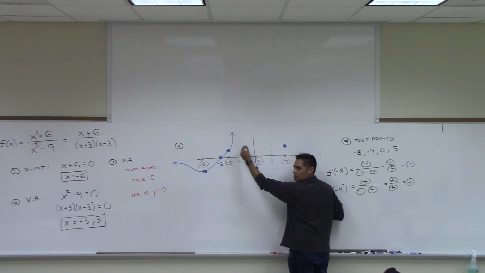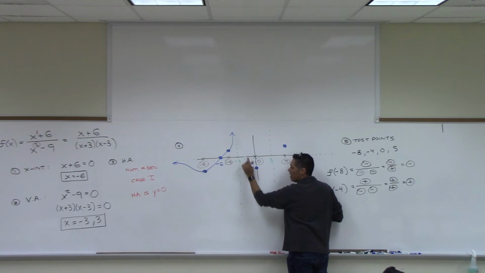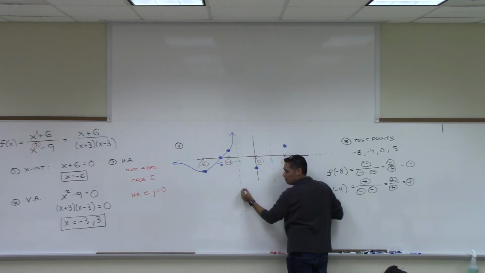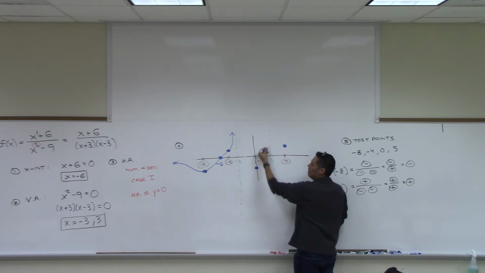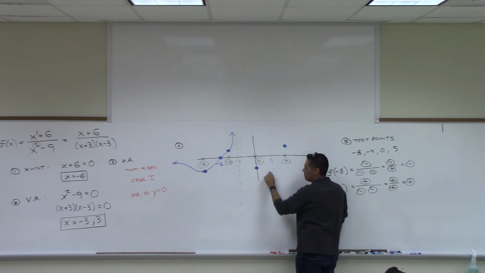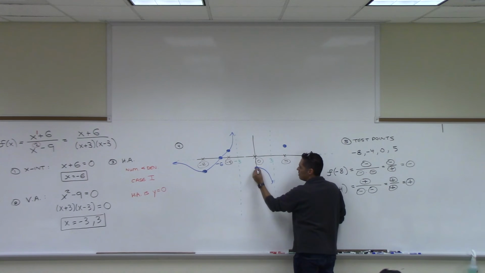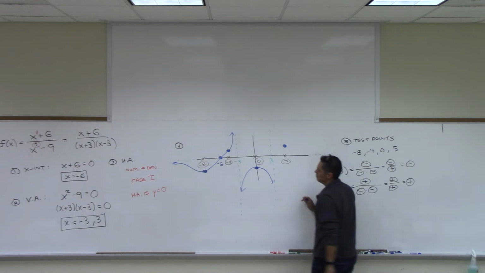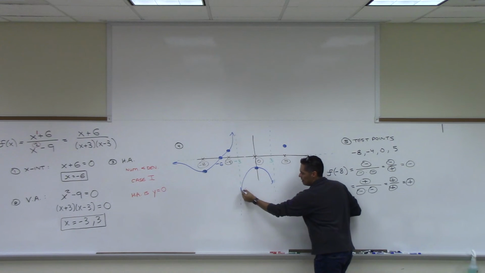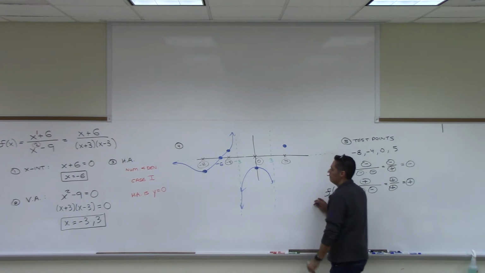What, go up? Down. Can't go up, right? Can't cross the x-axis. So I have to go down. And then to the right, up? No, right? Because I can't cross the x-axis. So I have to go down. So it's going to look, again, almost like a little parabola in here. That goes down. Right?